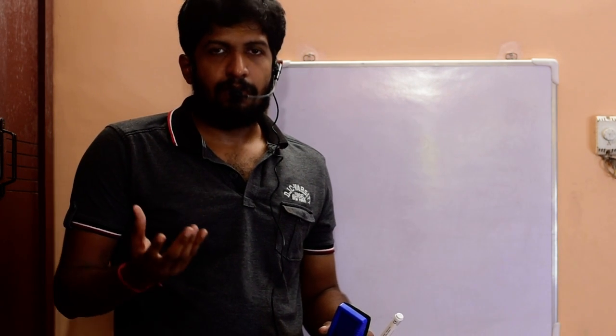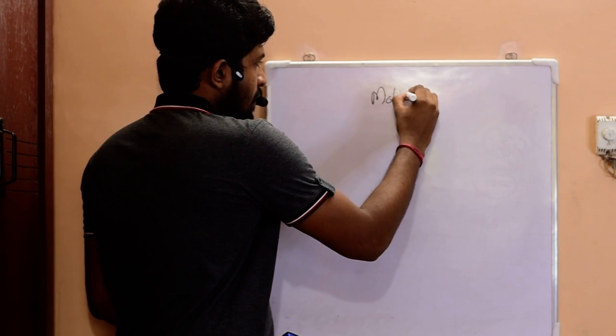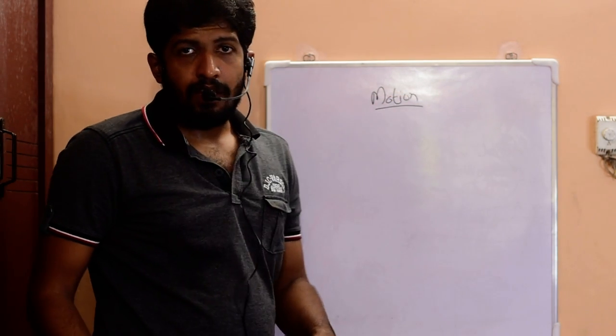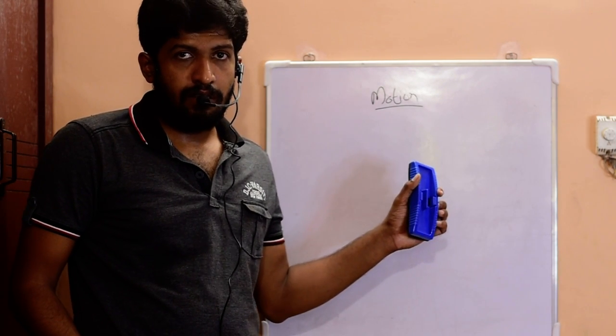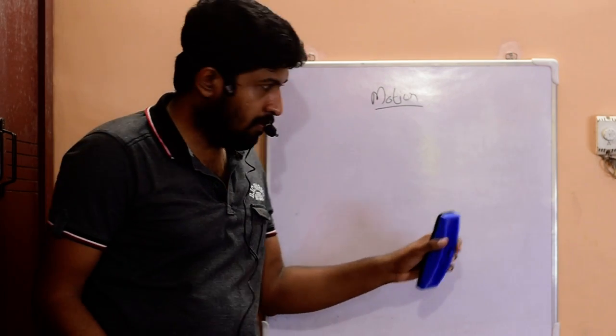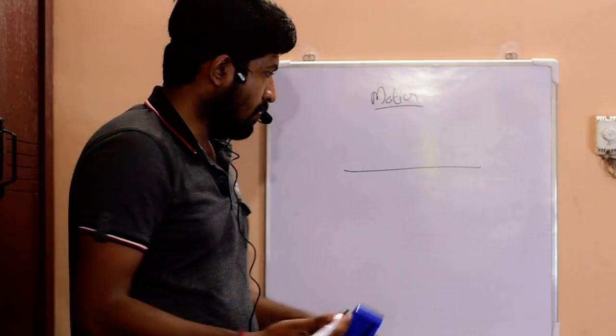Motion and the non-uniform motion. So first of all, let's start with what is a motion. We can say an object is in motion if its position changes with respect to time. So let me define that to you with an example.